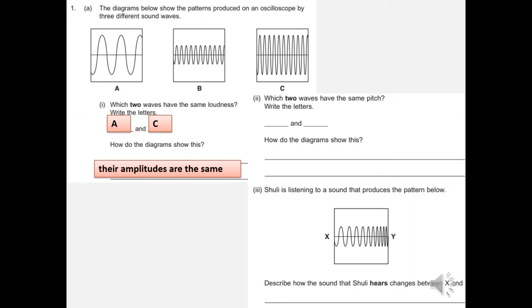Now, to move further on, it says which 2 waves have the same pitch. When we look at the diagrams, we can recognize that B and C have the same pitch. And of course, we know this because their frequencies are the same, and we can count how many waves there are. Now, Shuli is listening to a sound that produces the pattern below. Describe how the sound that Shuli hears changes between X and Y.